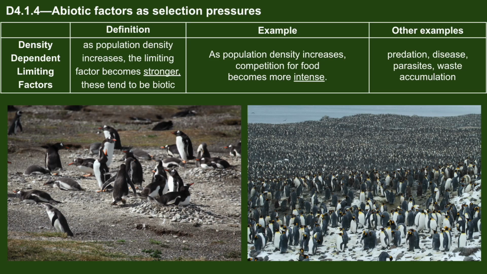Examples include things like predation, disease, parasites, and waste accumulation. If you have a population of 20 penguins versus 20,000, these factors are going to have a different amount of effect. If you have 20,000, then a disease can have a larger effect because they're closer together. There's more of them to infect.